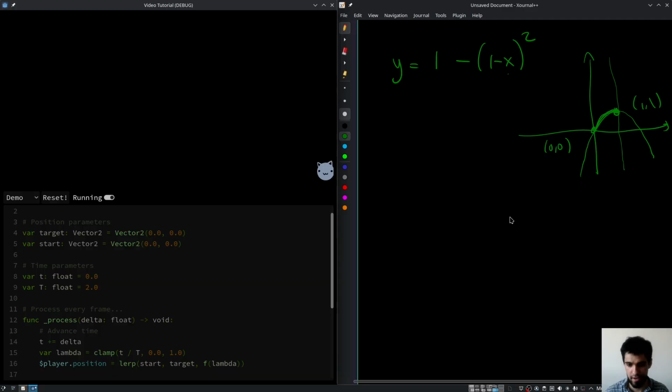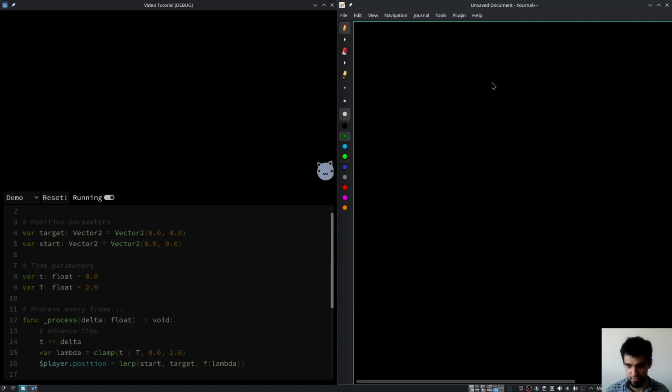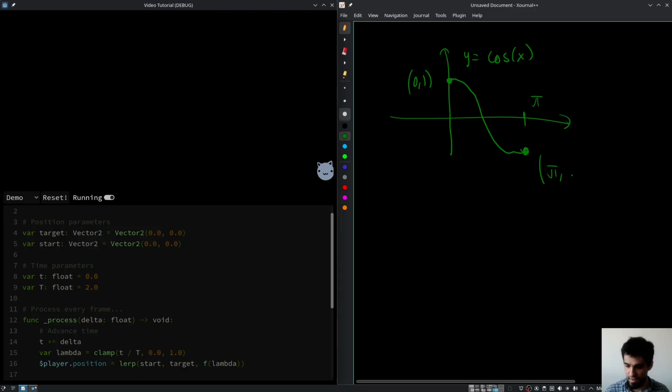Okay, how can we do an ease in and ease out? Well, one way to do this is to use the cos function. So we know what cos looks like, right? That would be cos of x. But we want it to go from like 0, 1 all the way to, well, here it would be pi, and it would be -1. But it does have this wavy shape where it's going one way and then the other. And so how can we do it?